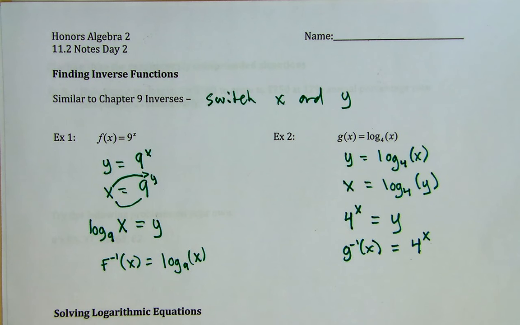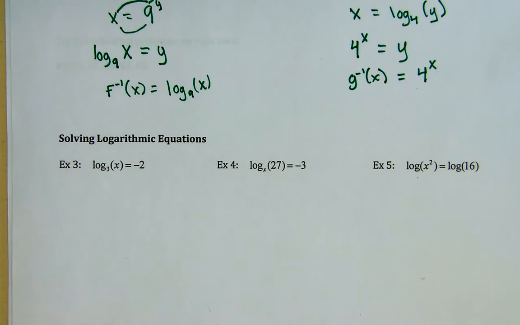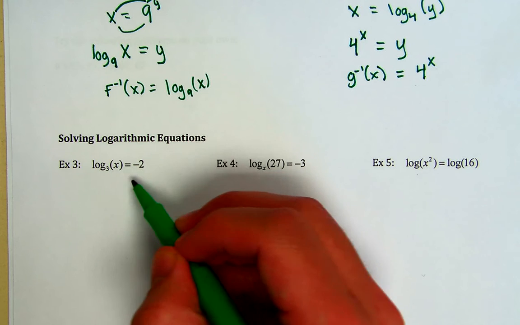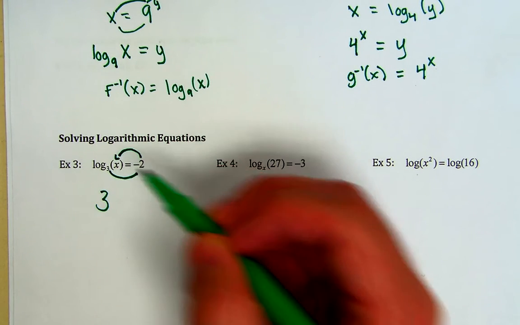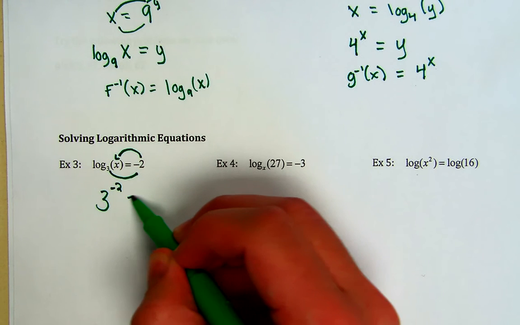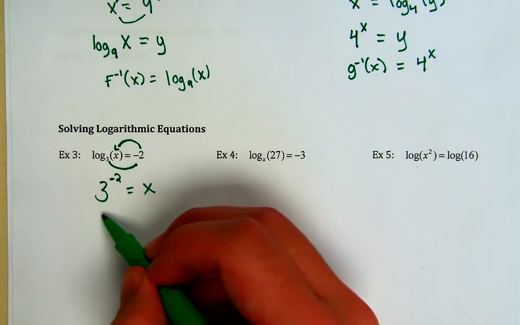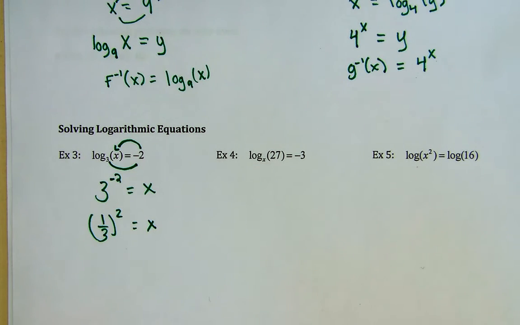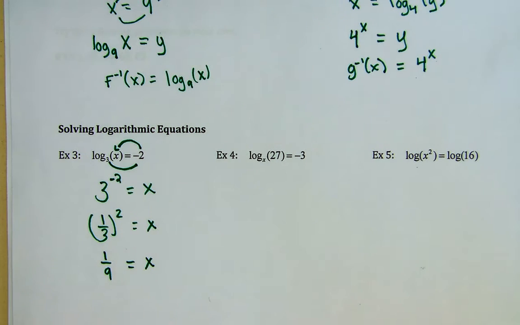So again, we can use changing between forms to solve logarithmic equations as well. So here are some examples. If I want to solve this equation, well, I need to rewrite it. 3 to the negative second power is x. Well, with a negative power, we know that makes it a reciprocal, so we're going to take 1 over 3 and square it. And if we square 1/3, we get 1/9 equals x.